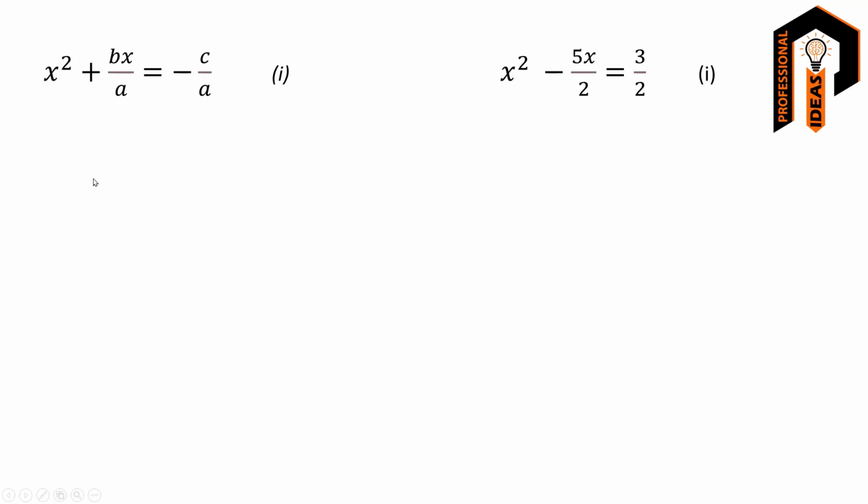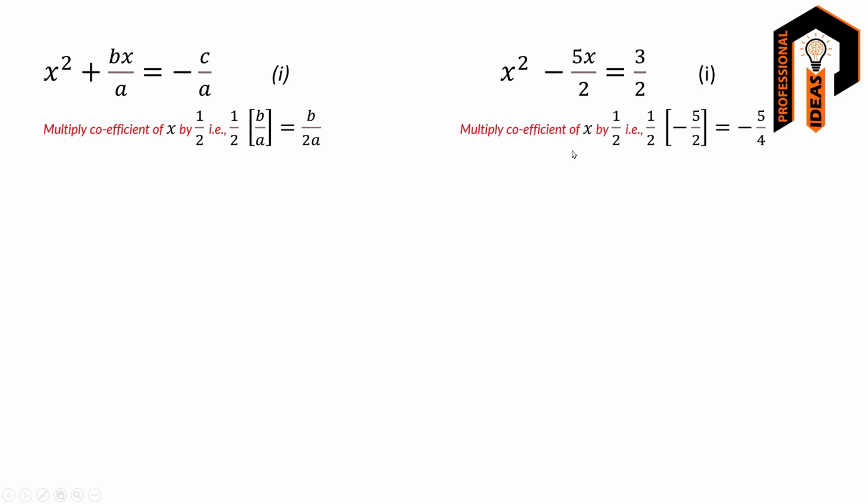Step number 3 is multiply the coefficient of x by half, that is 1 by 2 multiplied by b over a. It will become b over 2a. And multiply the coefficient of x by 1 by 2, that is 1 by 2 multiplied by minus 5 by 2, that will become minus 5 by 4.